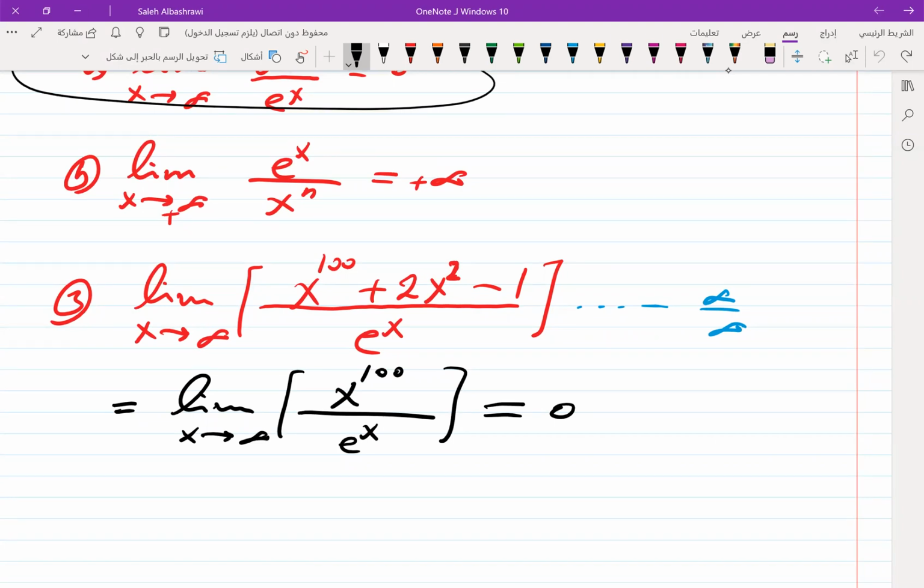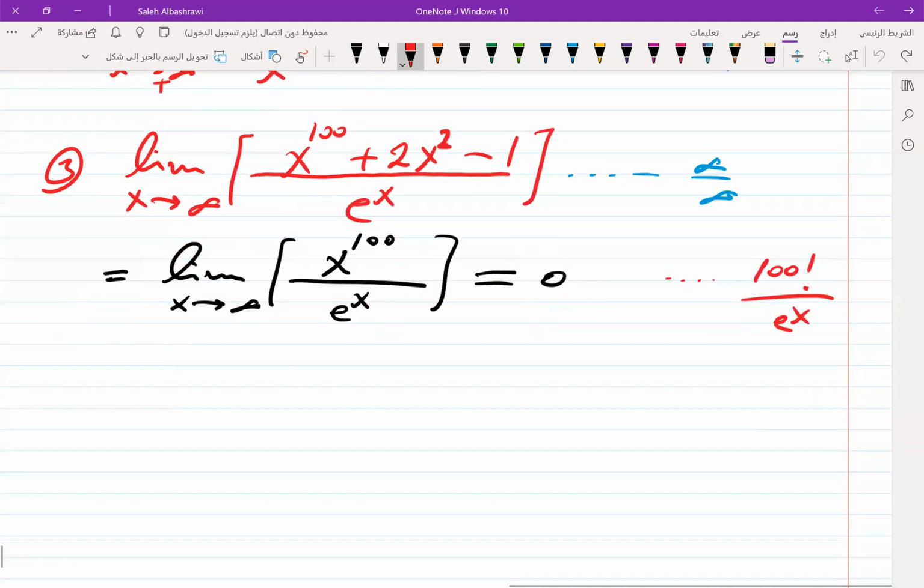Because we can differentiate this 100 times, it will be 100 factorial. If we differentiate this 100 times, I will get in the numerator 100 factorial divided by e to the power x, which is finite over infinity. 100 factorial means 100 multiplied by 99 multiplied by 98, 97, 96 up to 1, divided by infinity will give me 0, because a finite number divided by infinity gives 0. So the limit for this one is equal to 0.